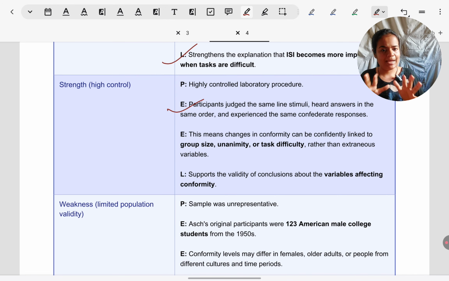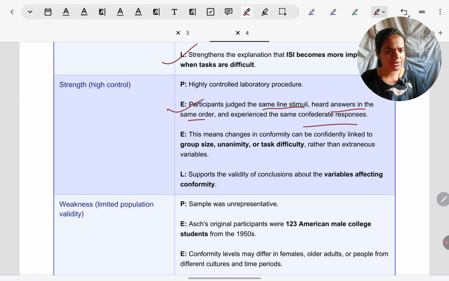For example, in Ash's line study, as we saw, he used to do many trials in one experiment, and on every trial, all the participants would get to see exactly the same lines. They were sitting in a group setting. They would get to hear answers in the same order. For example, if they were second last, then 5 or 7 people would speak before them. And they would always hear the same confederate responses.